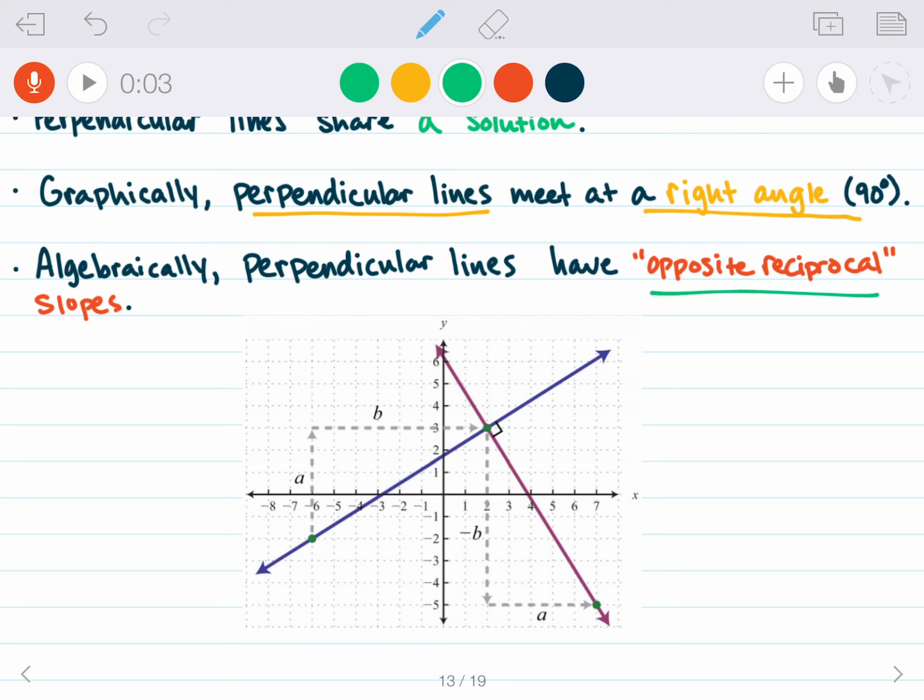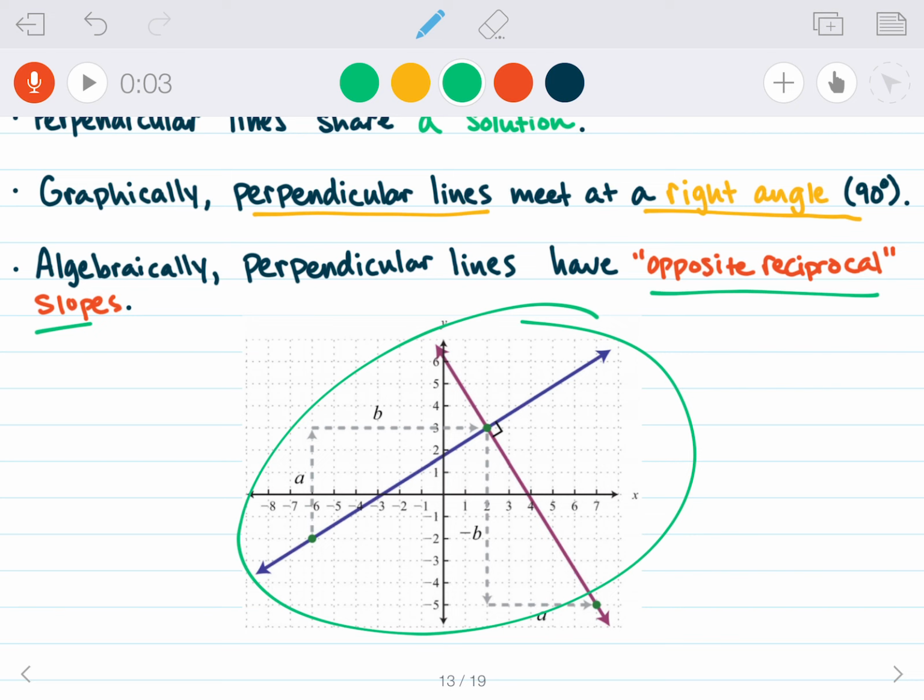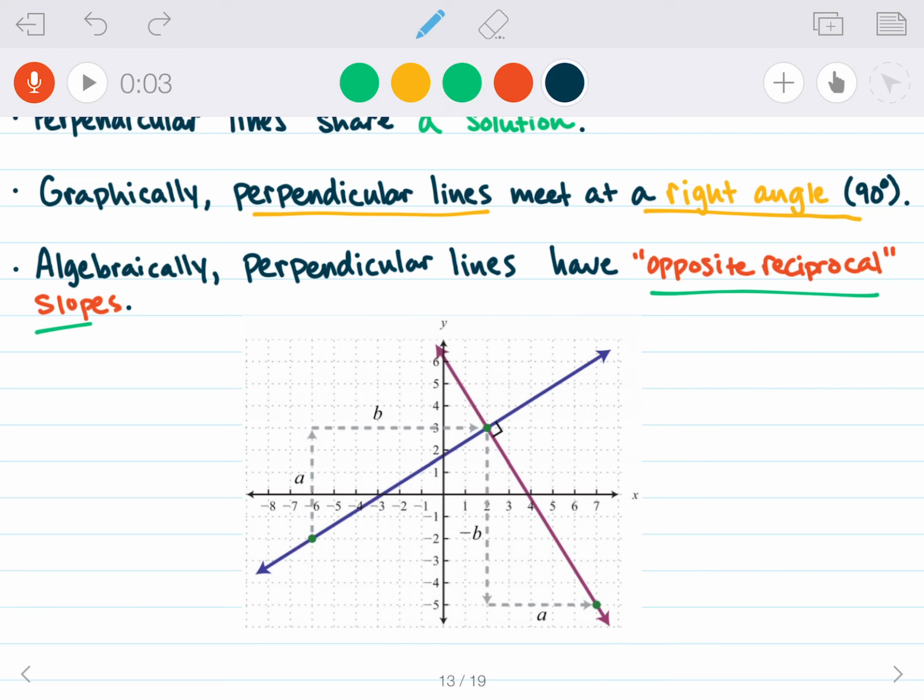But yeah, if you look at this picture right here, these lines are going to meet at 90-degree angles. Typically, we'll use this little box to represent 90 degrees. And that's the definition of perpendicular lines.